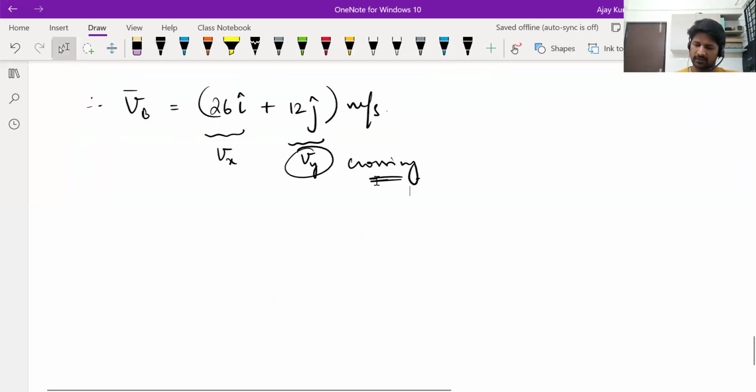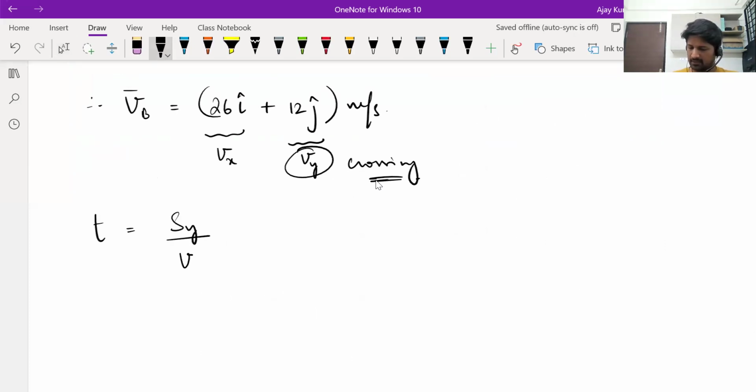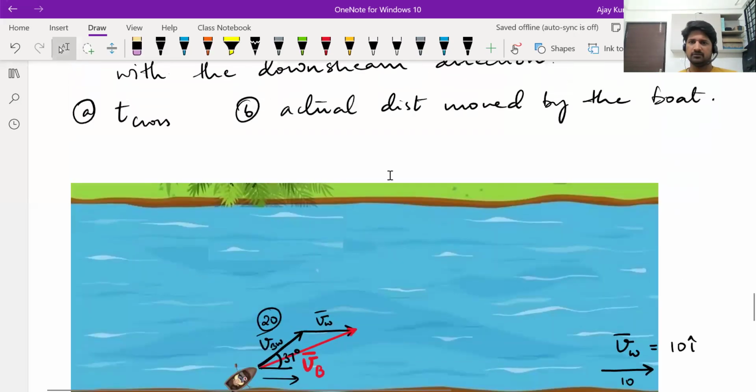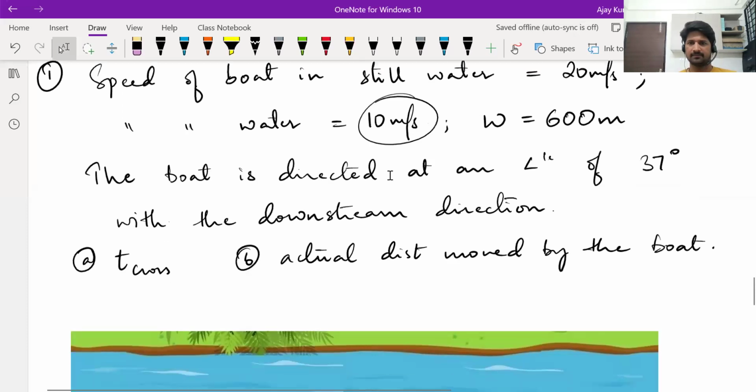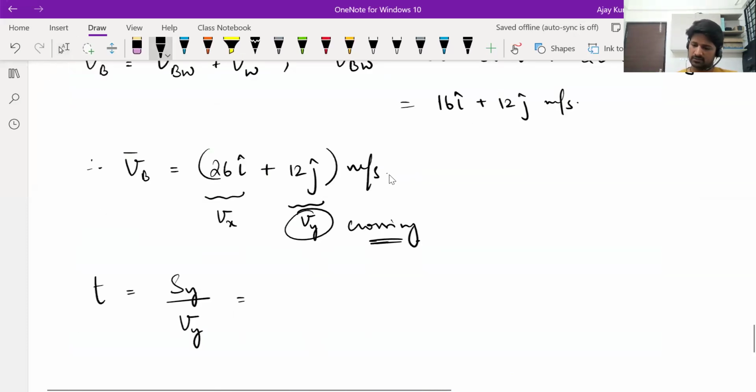So if you want to calculate the time taken to cross the river now, it will be displacement in y direction divided by the velocity component in the y direction. Displacement in y direction is the width of the river. The width of the river was given in the problem as 600 meters. That's all. 600 divided by y component 12 becomes 50 seconds.